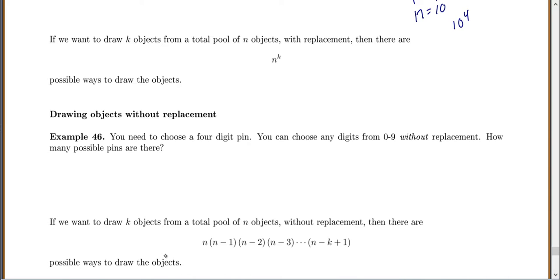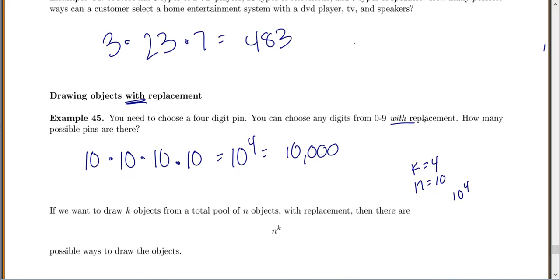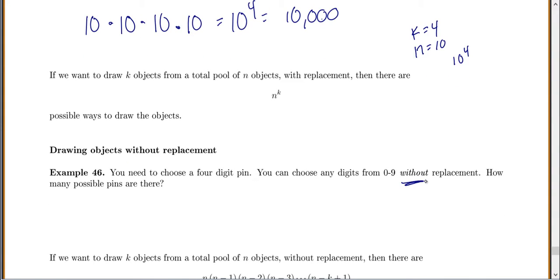Now drawing items without replacement, so we need to get a 4-digit PIN again, but we can choose any numbers without replacement, so that means you can't use the same number twice. So how many possible PINs would there be? Well, the first time I have 10 numbers to choose from. The second time I will only have 9 numbers to choose from because I've already picked a number, and then I'll only have 8, and then I'll only have 7. So this is only 5,040, so that cuts down quite a few options, doesn't it?